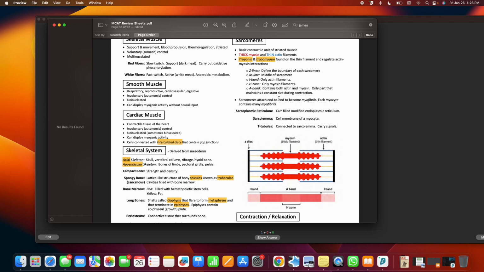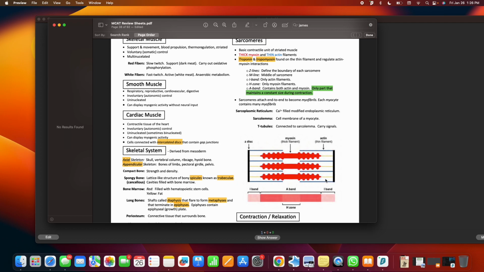The only part that maintains a constant size during contraction is the A band. The other parts change their size during contraction. How does it make sense?